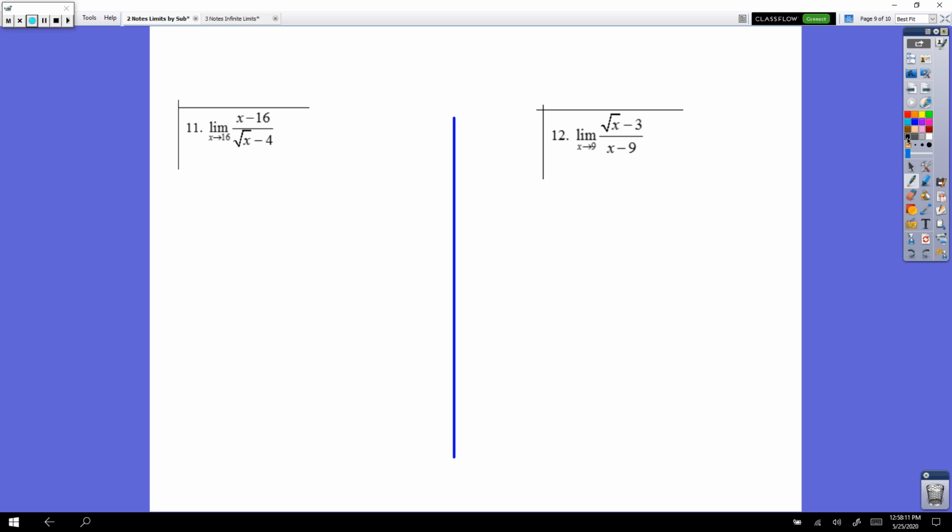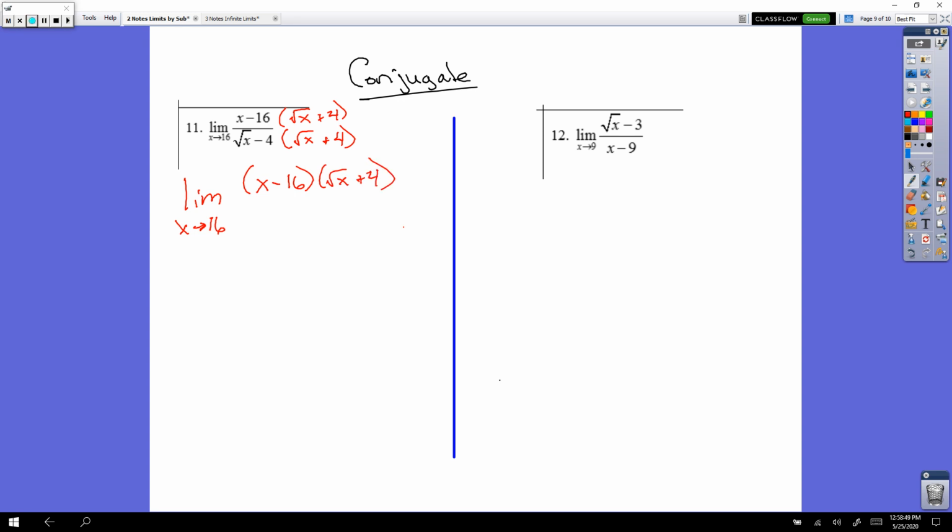But we can rationalize this thing to change it up. And we rationalize by multiplying by the conjugate. Conjugate is a term that people always forget. But remember, conjugate is just changing the sign in the middle. So I'm going to multiply top and bottom by the square root of x plus 4. So the limit as x approaches 16. Now on top, nothing's really going to cancel out. So I'm just going to leave it as those two factors, x minus 16, square root of x plus 4. Don't make yourself do more work by foiling that thing out, because you'd have a bunch of different numbers.